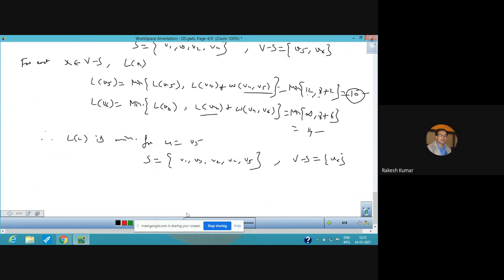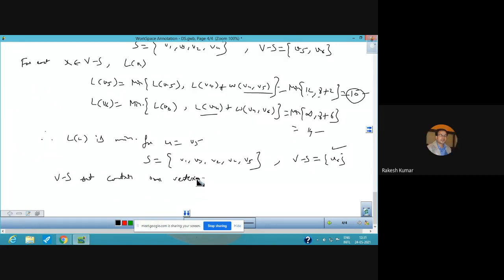Now we stop here. This is one procedure of the algorithm, that when you are left with one vertex in V minus S, then you need to stop the process. So we can stop the algorithm because V minus S set contains one vertex.